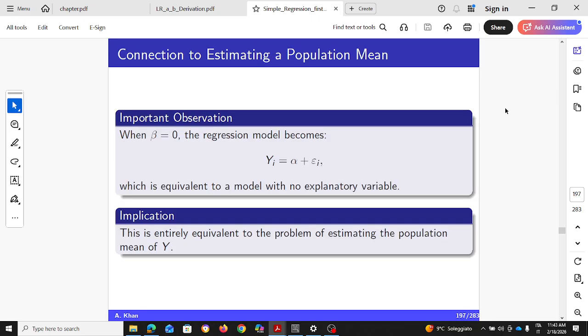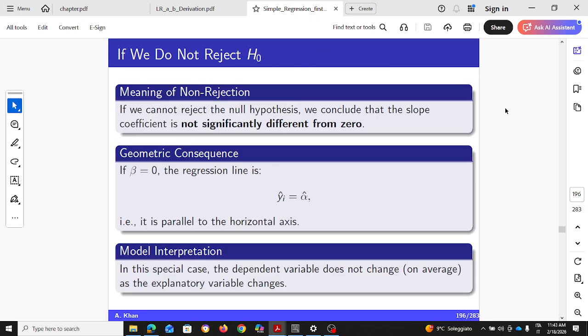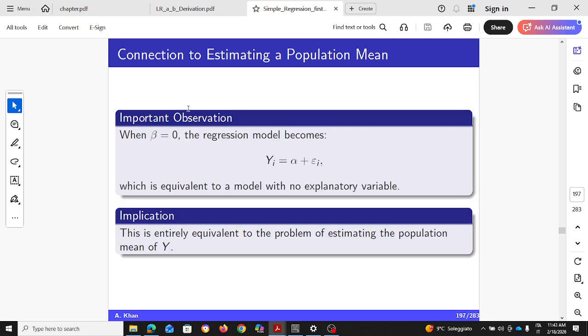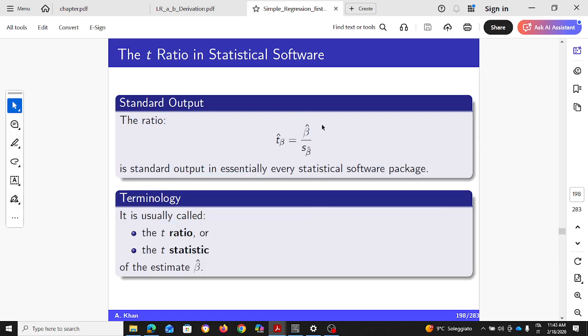And that's why we set 0, to test whether it's true or not. That's the reason that we choose 0, to find out if there is a relation or not. If there is a relation, then our model makes sense. If there is no relation, then the model we built doesn't make any sense. Normally in any software package, whether it's MATLAB or R, this ratio is usually called the T ratio or T statistic.